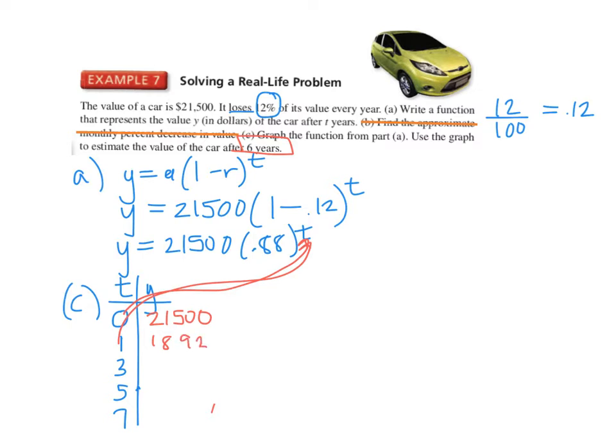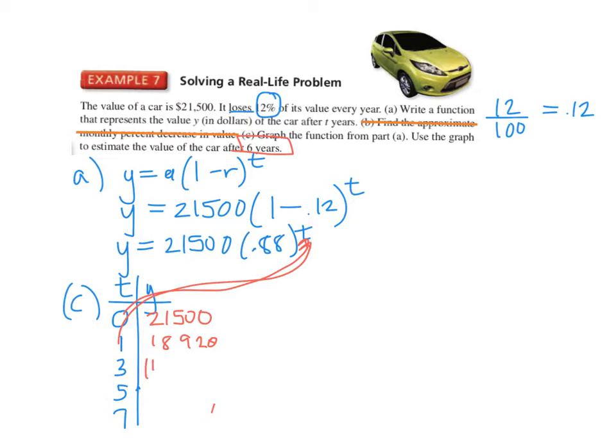18,920. And once again, double check on your calculator that you're able to do these values and get these same numbers here. It's just good practice to make sure you know what you're doing. Some of you are going to have to do the exponent part first, so 0.88 to that power and then times it by the 21,500. Some of you can do it all at once, just depending on your calculator type.